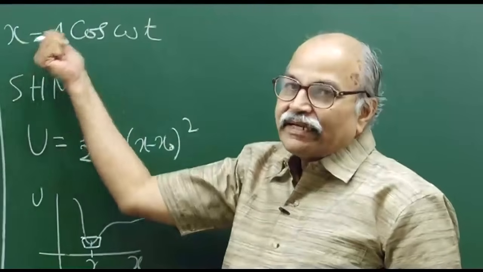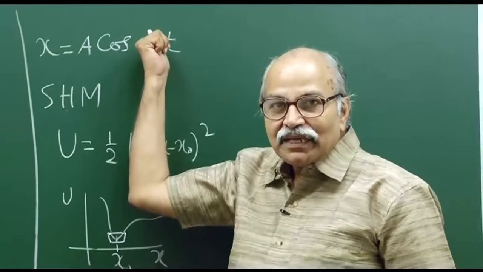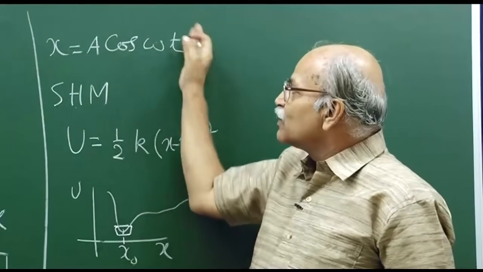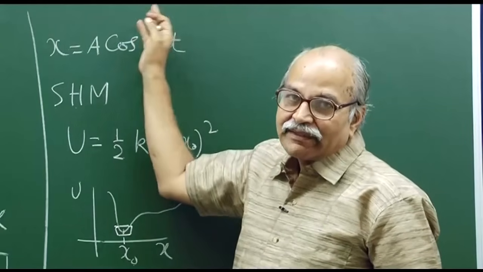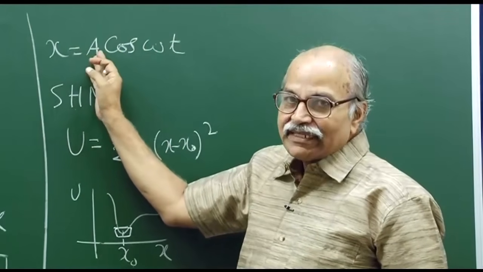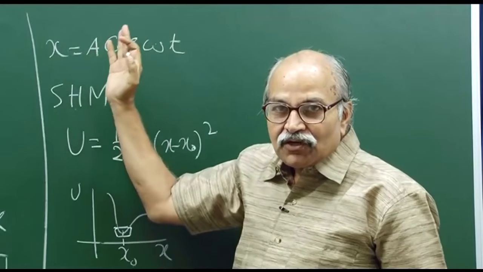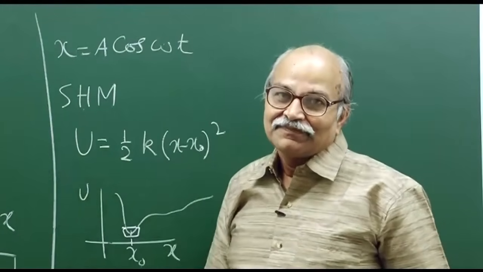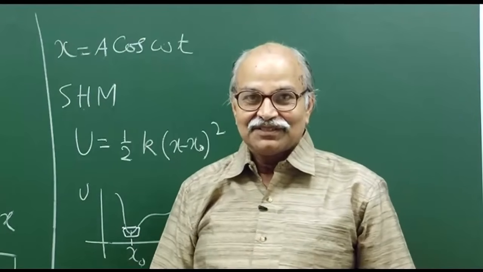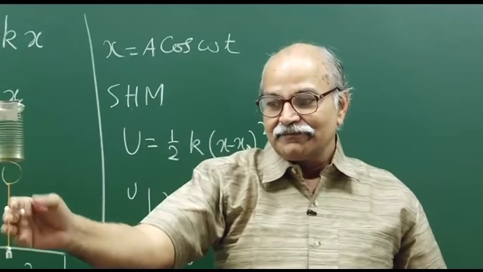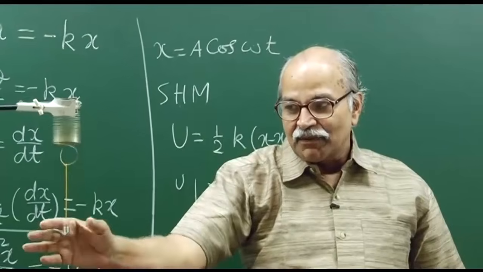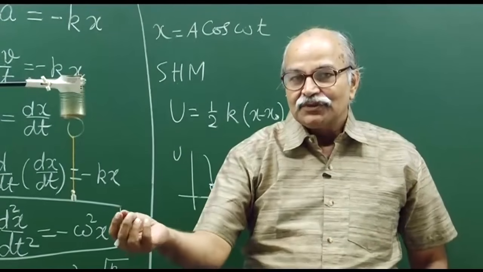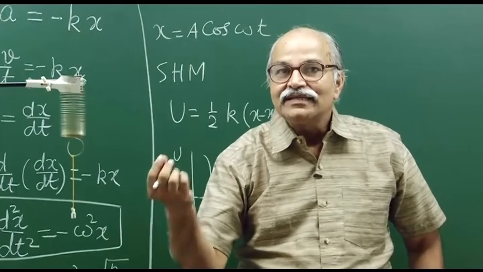Now this equation tells that as time passes, the amplitude does not decrease, because this cos omega t will always go from plus 1 to minus 1. So x will go from plus A to minus A. So it is a constant amplitude oscillation for all time to come. Real systems are never like this. If you take this spring mass system and oscillate it with some amplitude, you wait for some time and you will find that the amplitude is gradually decreasing.